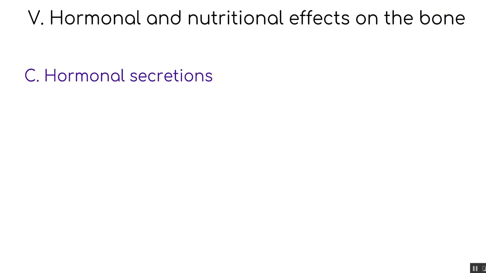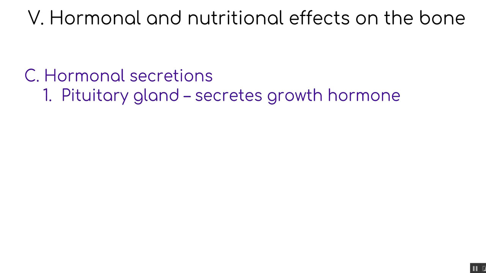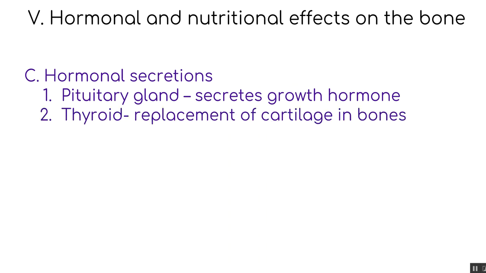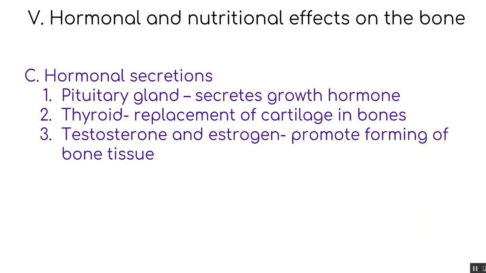And hormonal secretions. So first, we have the pituitary gland, and that secretes growth hormone. And I'm going to show you some slides about what happens when you get too much growth hormone in a minute. But that helps you with your growing. Your thyroid also secretes some hormones that help with the replacement of cartilage into bones. And then your sex hormones, testosterone for men, estrogen for women. And again, men, you do make some estrogen, just not very much. And females, you do have some testosterone, just not very much. Those help promote the forming of bone tissue.